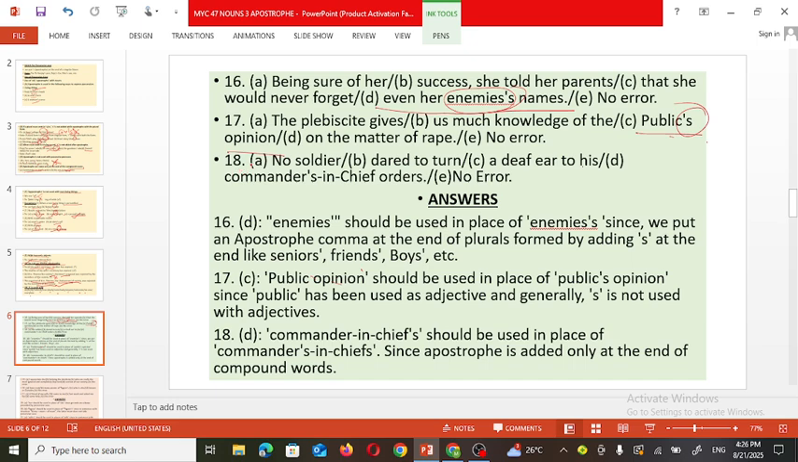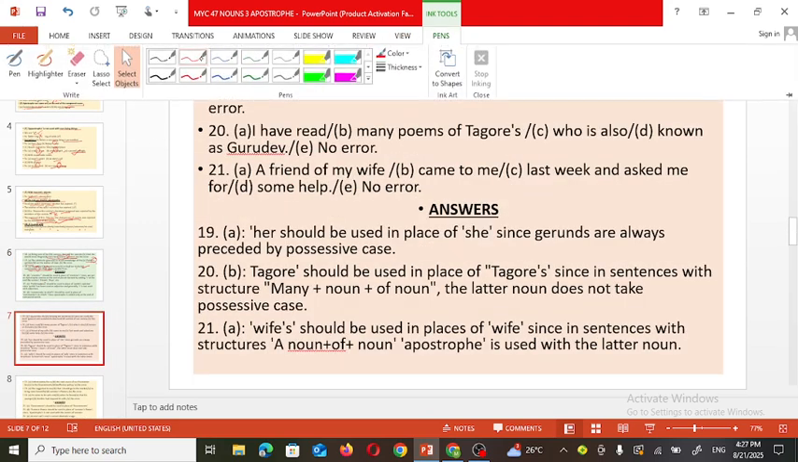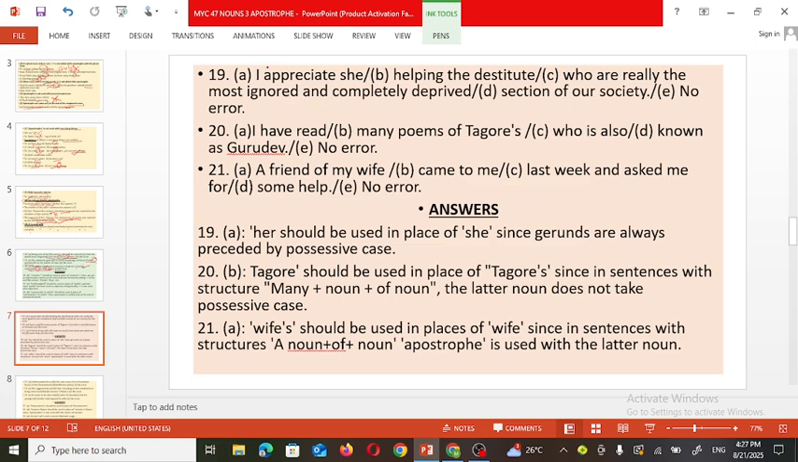Then: "No soldier dare to turn a deaf ear to his commander's in chief order." Just now we have seen the rule that in the case of a compound word, this apostrophe sign must be used at the end, meaning actually "commander in chief's order". It must be like that. So the error is in this D part. Now, as we have discussed the rules of using the apostrophe already, I hope you are finding it easy to identify the error in the given sentence.